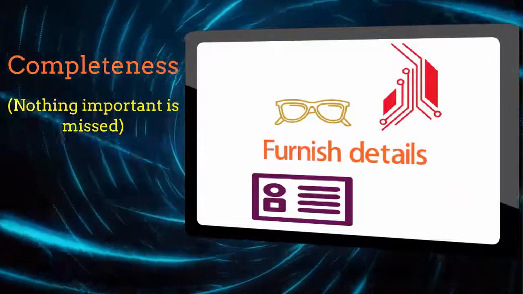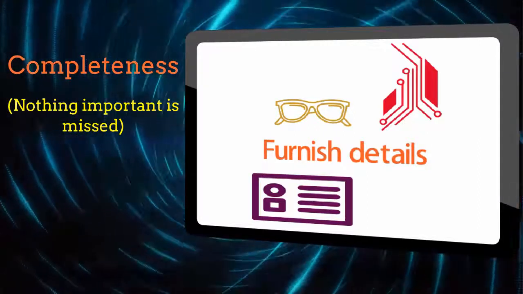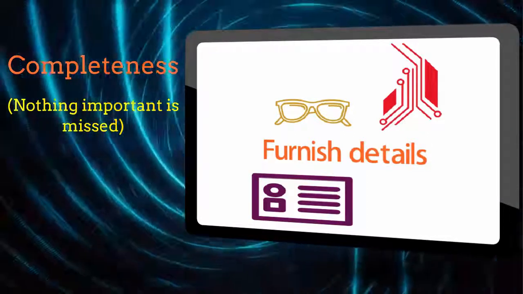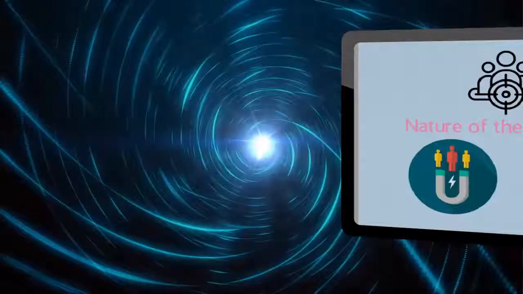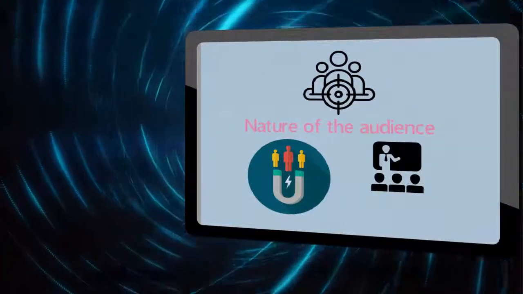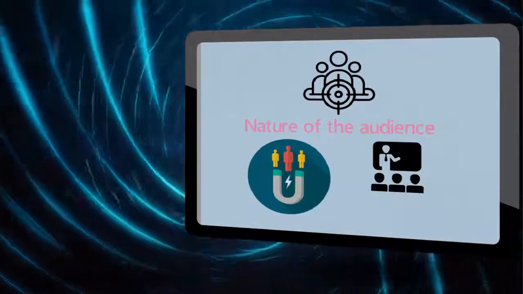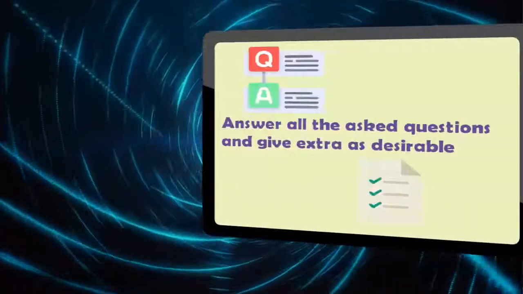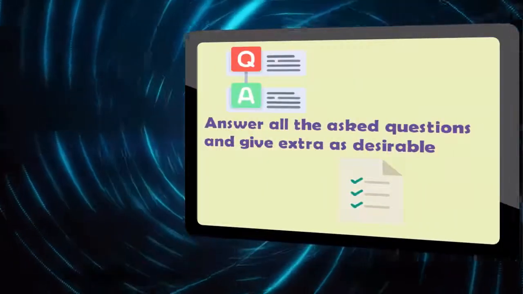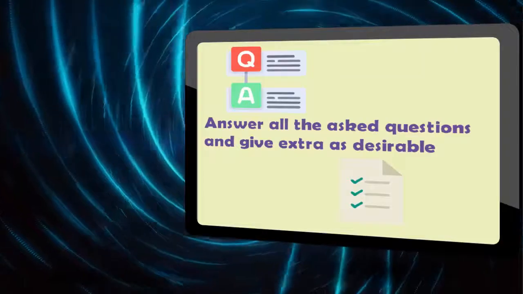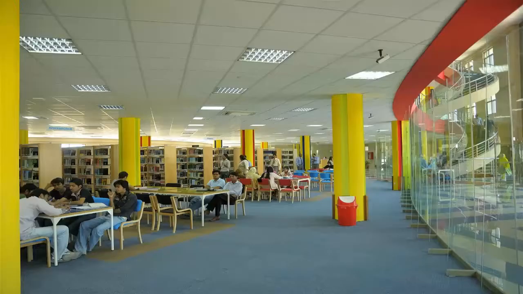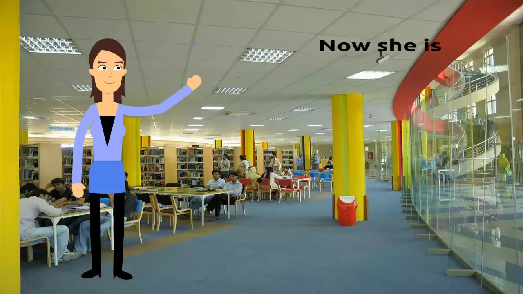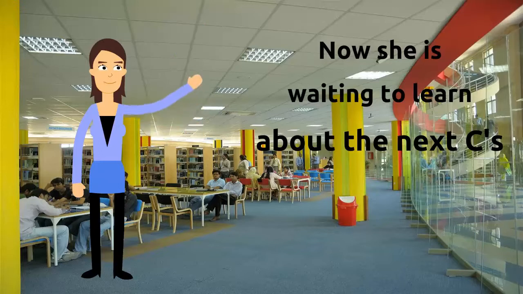The third C, completeness, is achieved when nothing important is missed out. The completeness C requires the content to be determined on the basis of the nature of its audience. It is necessary to answer all the questions being asked, furthermore, giving extra information if desirable. In the next lecture, you will be learning about the remaining 4 C's of communication.